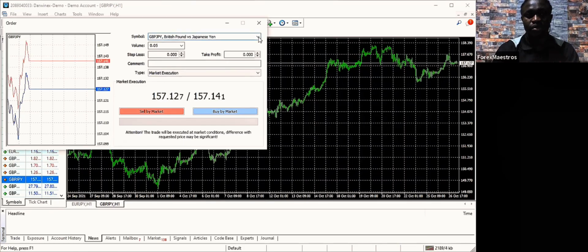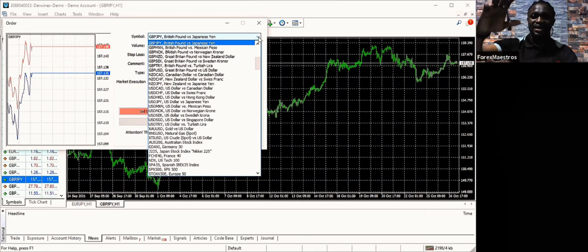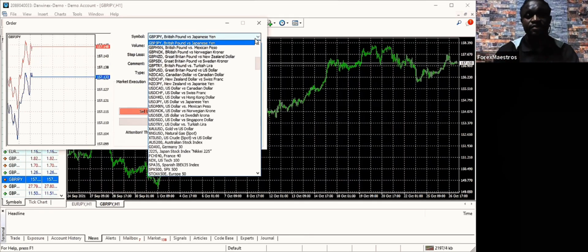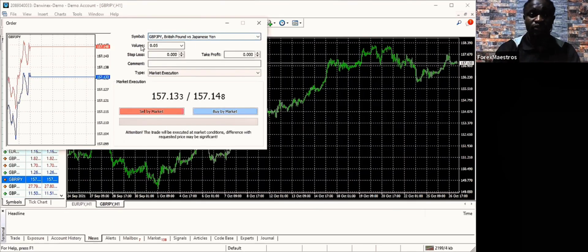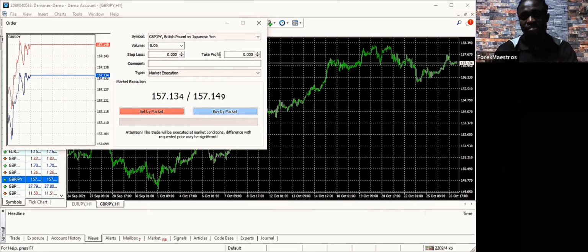There you have symbols. Under symbols is where you have all the assets you have access to trade. You can see all of them there, and you just click on the one you want. Your volume is your lot size. Lot size means how much you want to use to trade. Your stop loss, I'll tell you what stop loss is about. Your take profit.